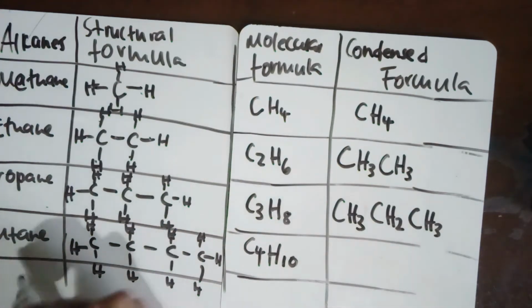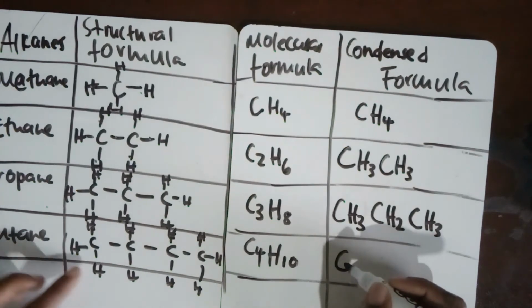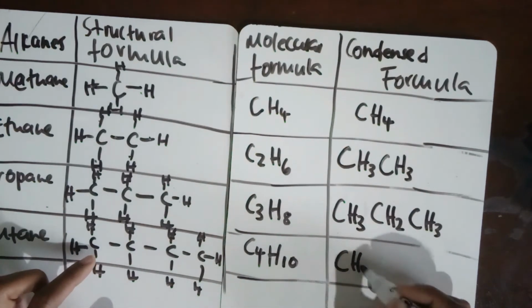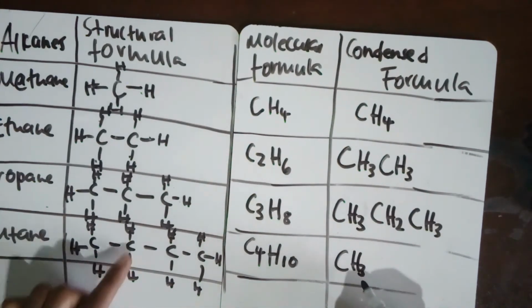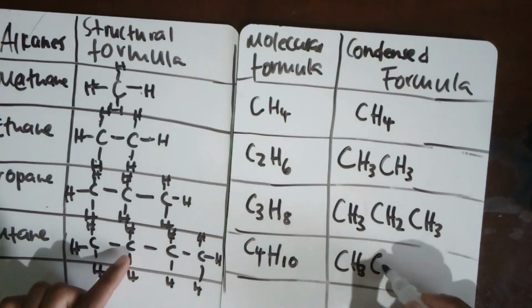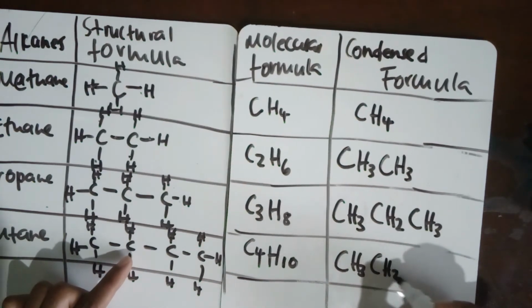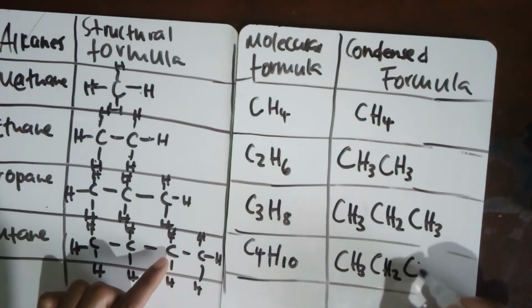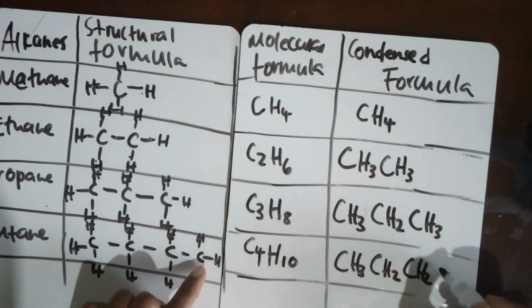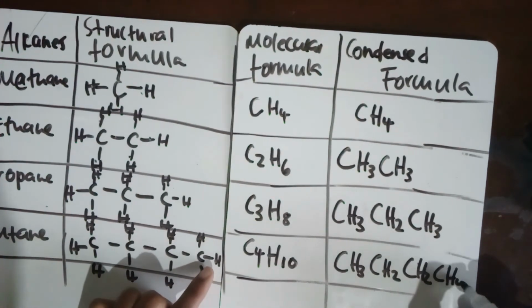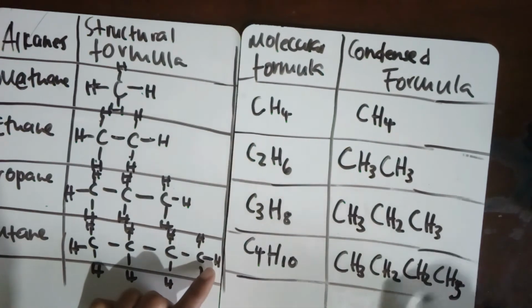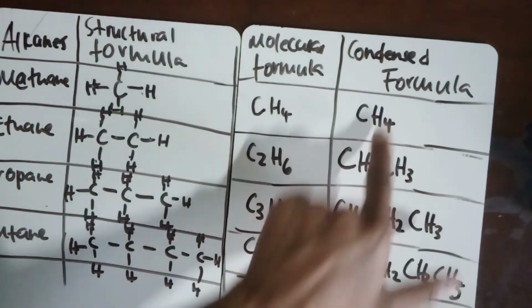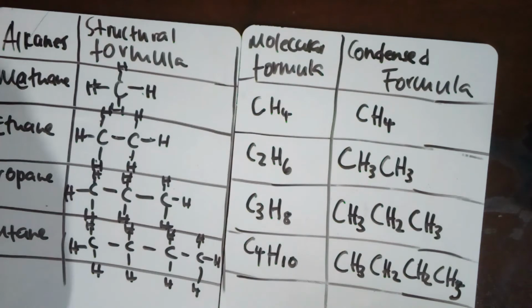Let's do the same thing here. For butane, we have carbon, it has 3 H atoms. The second one, carbon, has 2 H atoms. This one, C, has 2 H atoms. And finally, the last one has C with 3 H atoms. So that's how you would normally draw your condensed formula.